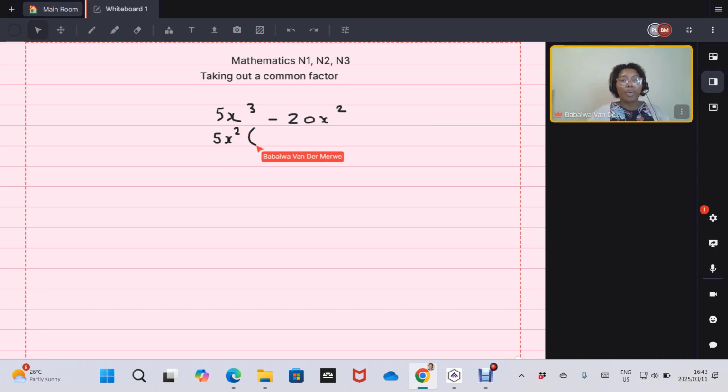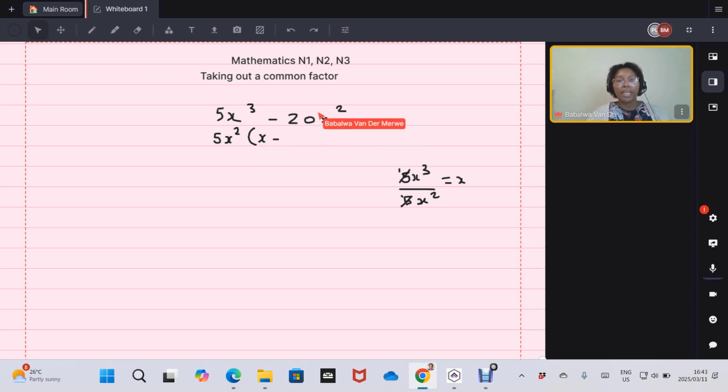Then you open a bracket. Now you do this on the side. You ask yourself, what is 5x cubed divided by 5x squared? The 5 will divide, we'll have ones here. X cubed divided by x squared will leave only one x. So you put an x in there, then we bring the sign.